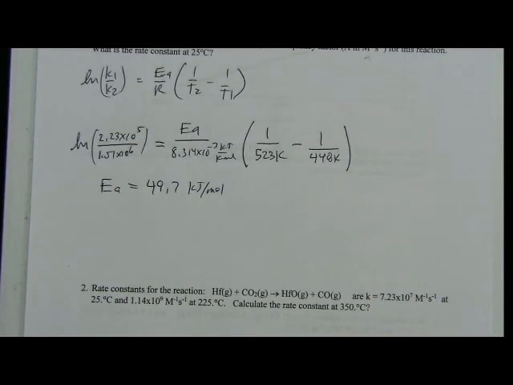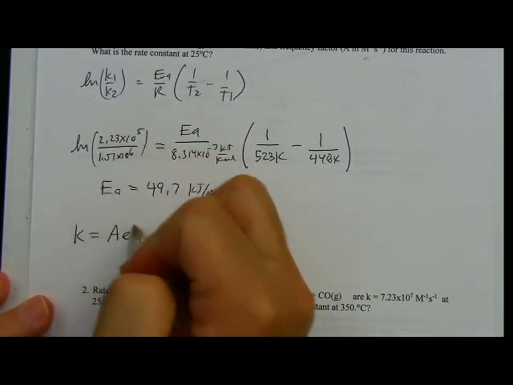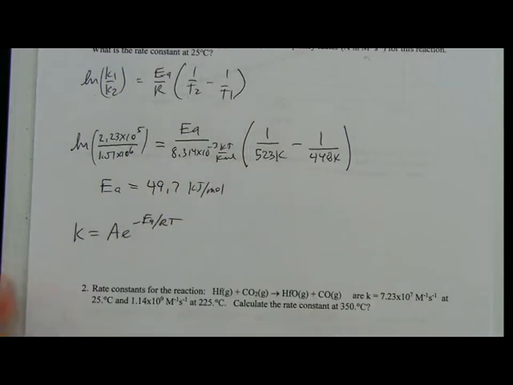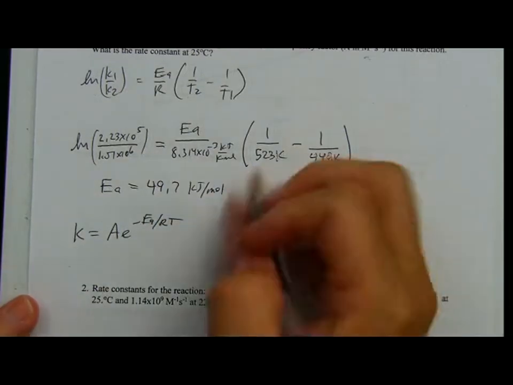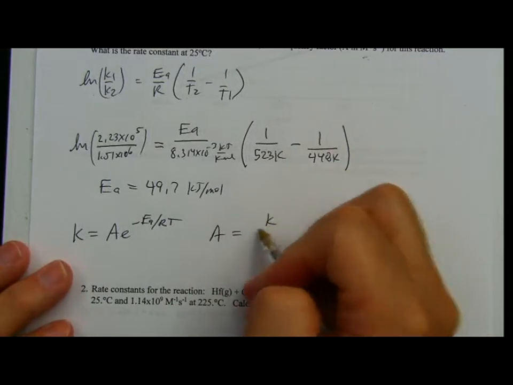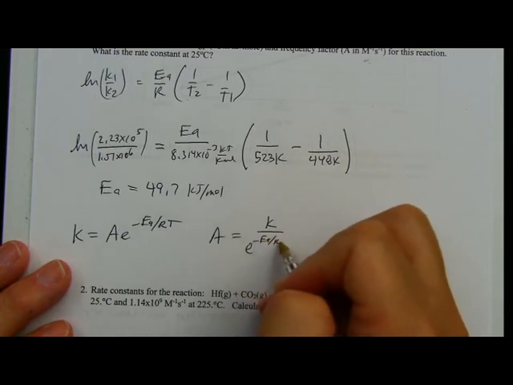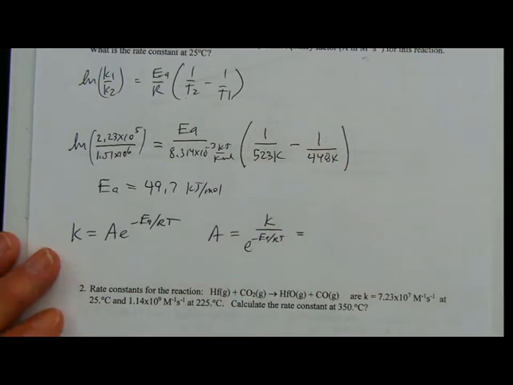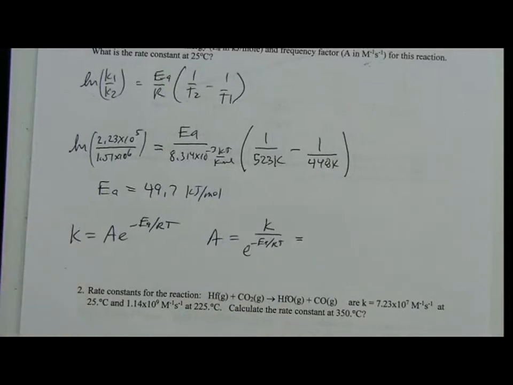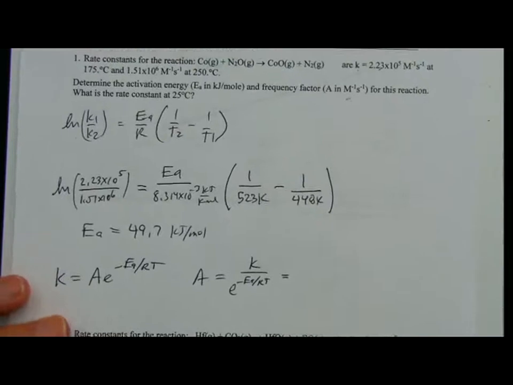Okay? So now I need to solve for the frequency factor. Is there some way I can do that? Yeah, we would use the other equation. k is equal to A e to the minus E sub A over RT, and solve for A. A is equal to k divided by e to the minus E sub A over RT. All right, so you've got 2 choices. Doesn't matter which one you use. Anybody have a preference?